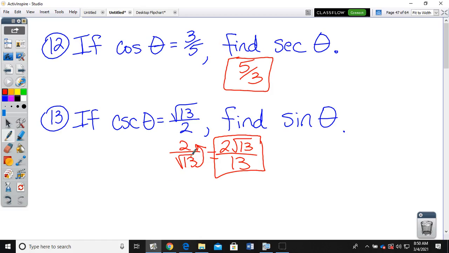What about negative? Would you move the negative? If the whole thing was negative, you just keep it. If it's the negative square root of 13, yeah, you can move the negative up with it. If the whole thing is negative, you just leave it negative, okay? If it's positive, then it'll be positive, okay? Everybody good on 12 and 13?